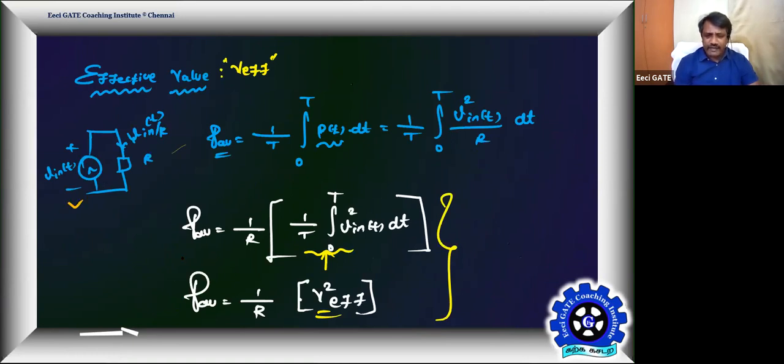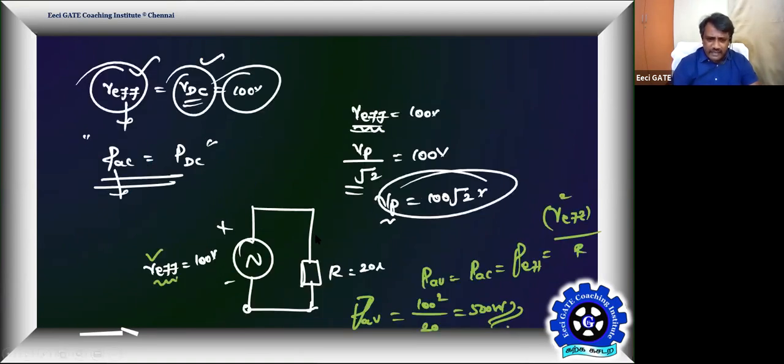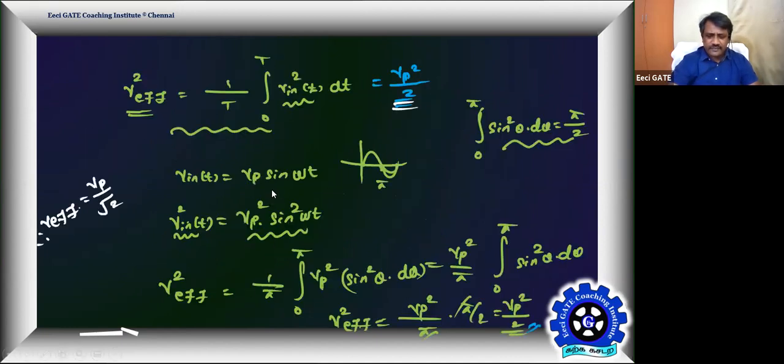Getting everyone? Directly V square effective by R. Because of this, we have a habit of representing any source by its effective value only, which is nothing but its RMS value. Understood? Is it clear? All of you getting it? Yes, sir.